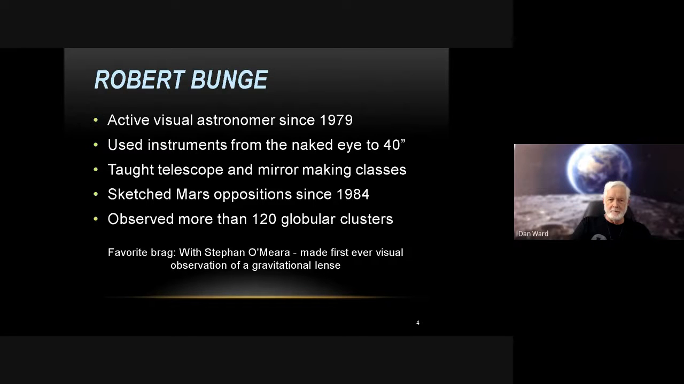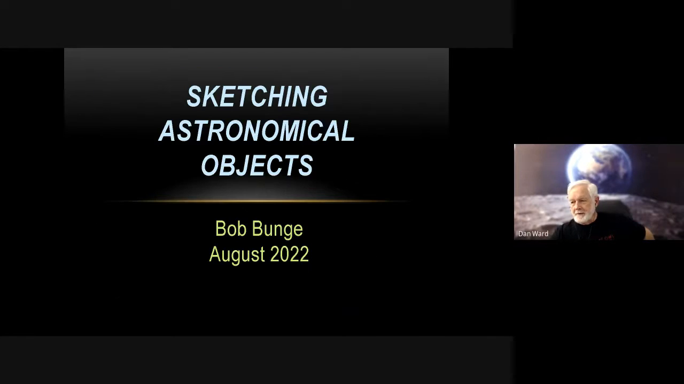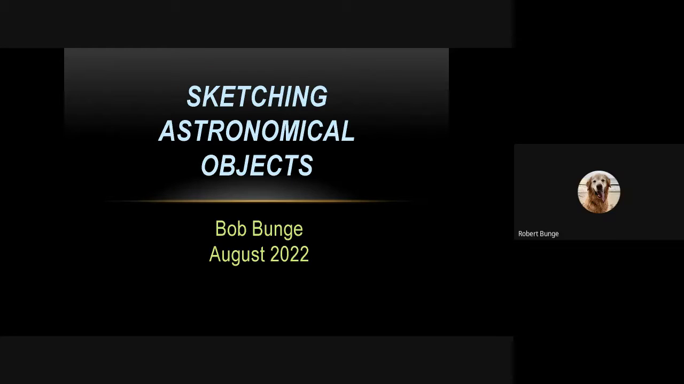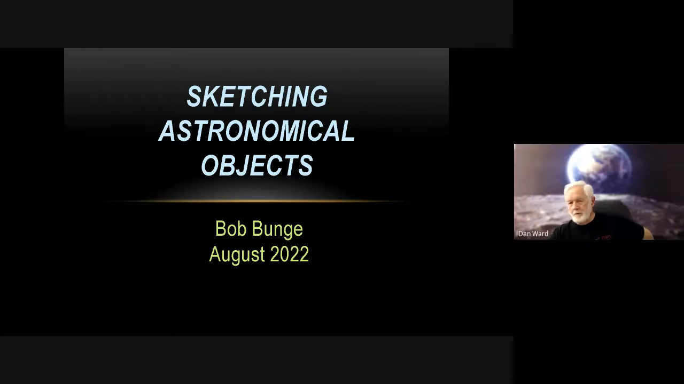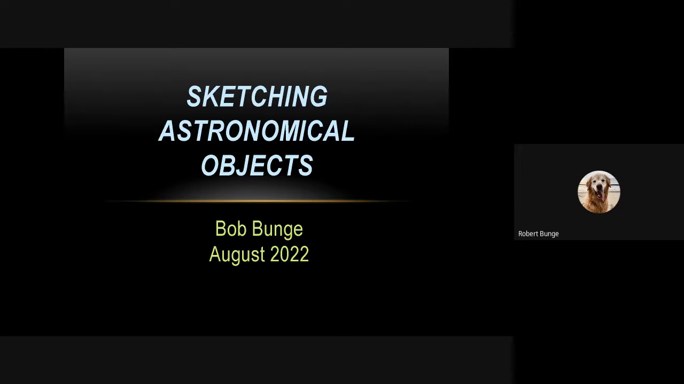And Bob mentioned his personal brag is that he and Stephen O'Meara made the first ever visual observation of gravitational lens. And I'd like to hear the story on that sometime. But Bob, I guess I need to keep driving, don't I? Yes, sir. All right. So tell me when you're ready. Yeah. So, I'm Bob. Like mentioned, been doing this for a long time. I live over here in Bowie, Maryland, and I work.